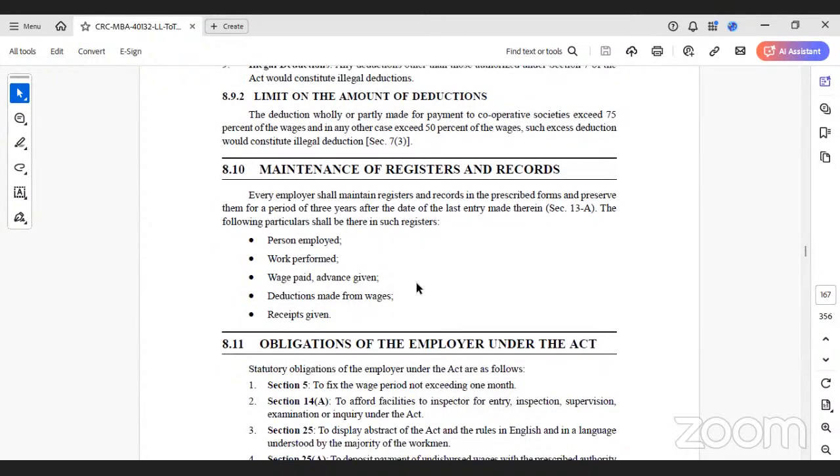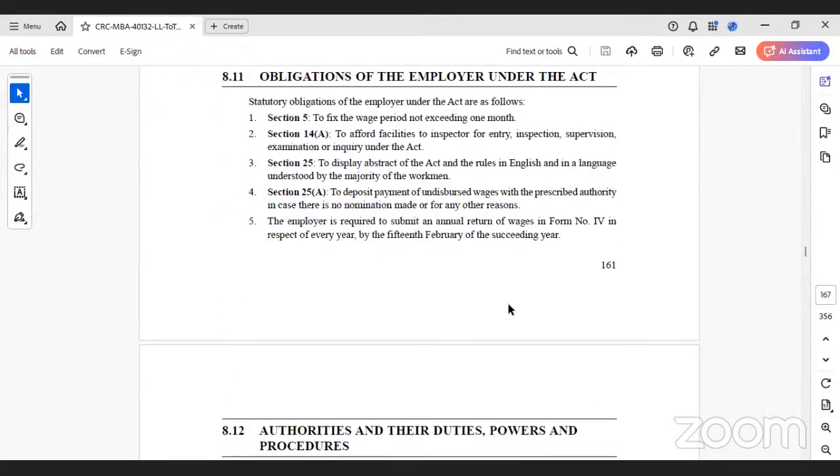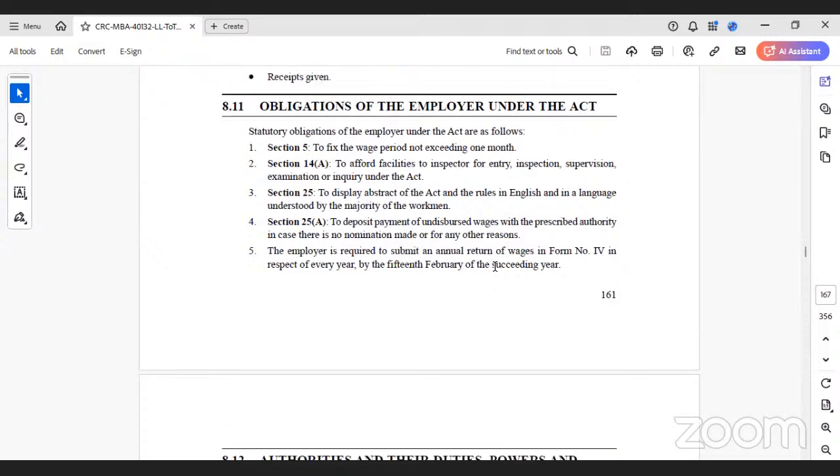And you need to maintain the registers and the records whenever the payment is made. The following particulars shall be there in such registers: the persons employed, work performed, wages paid, advances given, deductions from such wages, and the receipts which have been given to the wage payers.